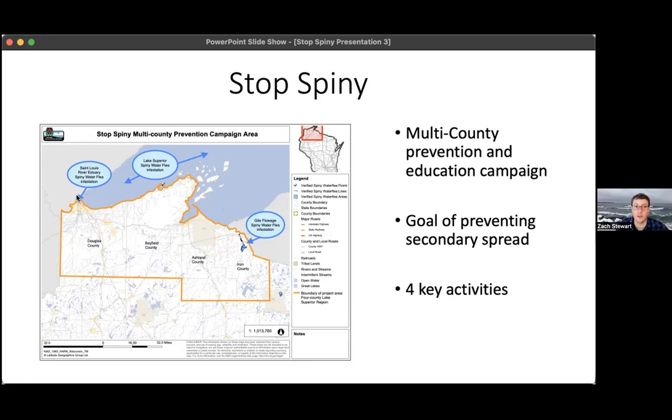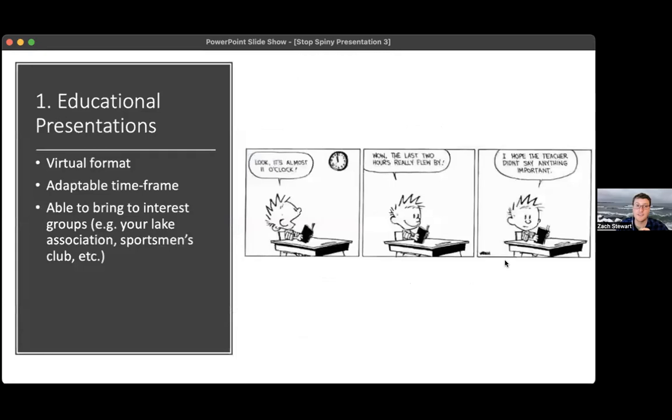We have a few documented infestations here. One right here at the St. Louis River estuary near Duluth and Superior. Lake Superior itself has spiny water fleas, so that's a potential vector all along the shore of Lake Superior. And then the Gile Flowage over here in Iron County is quite popular for fishing, and that's got a big population of spiny water fleas. So we want to prevent the secondary spread from any of those known locations into our hundreds of pristine water bodies in our area. To do that, there's 4 key activities in the program.